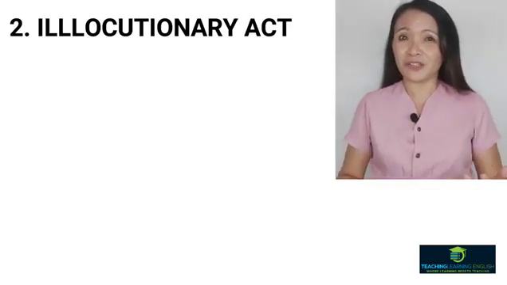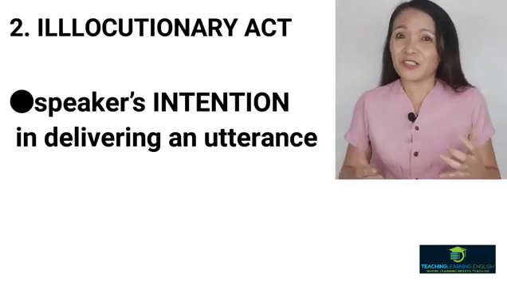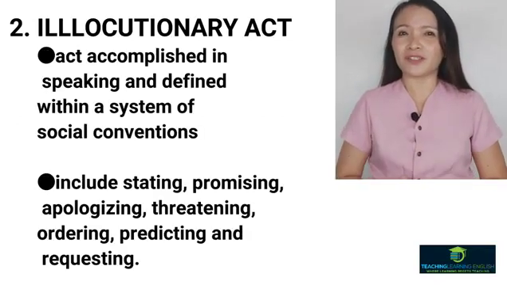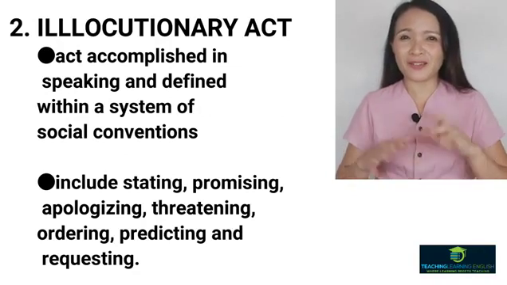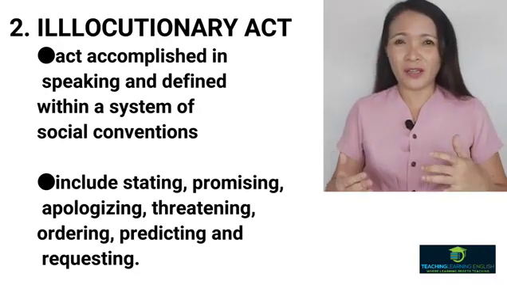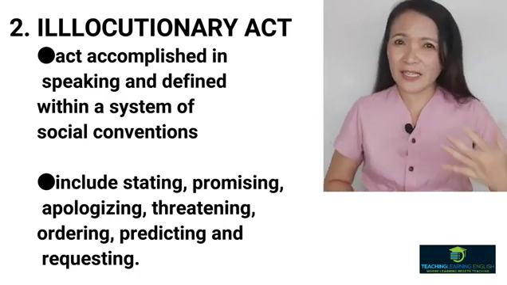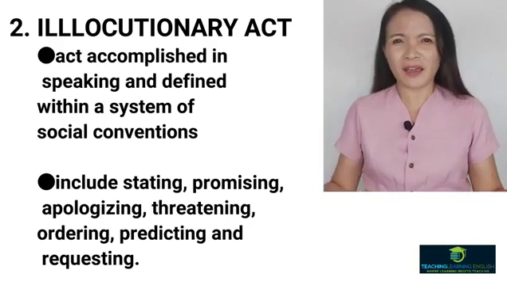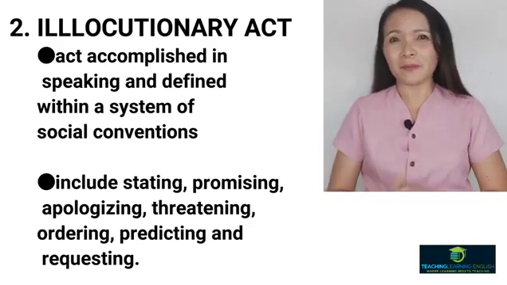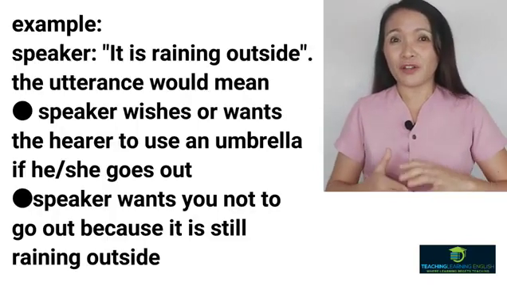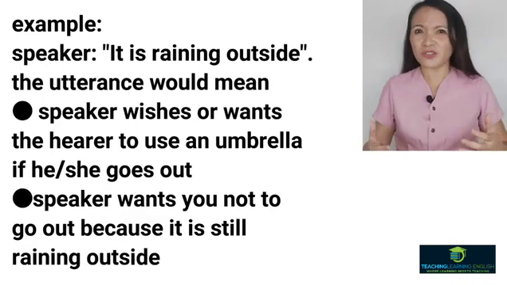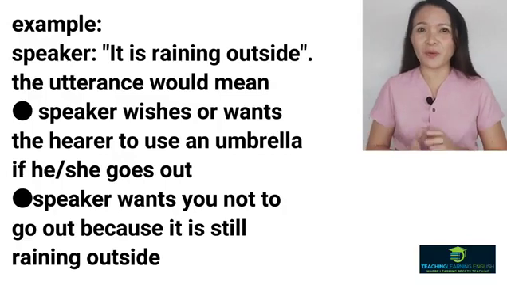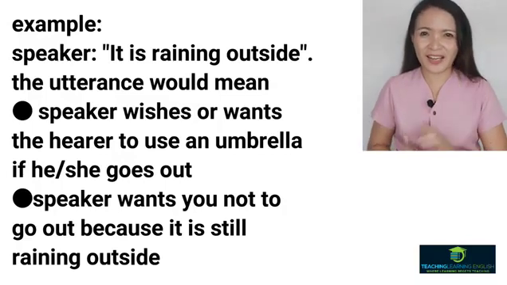The second is the illocutionary act. It is the speaker's intention in delivering an utterance. It is the act accomplished in speaking and defined within a system of social conventions. Illocutionary acts would include stating, promising, apologizing, threatening, ordering, predicting, and requesting. In the example, "It is raining outside," that utterance would mean the speaker wishes or wants the hearer to use an umbrella if he or she goes out, or the speaker wants you not to go out because it is still raining outside.